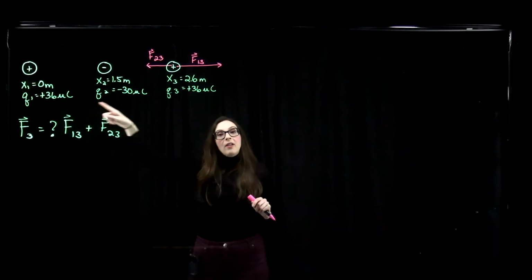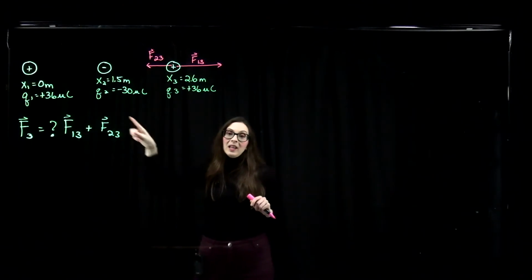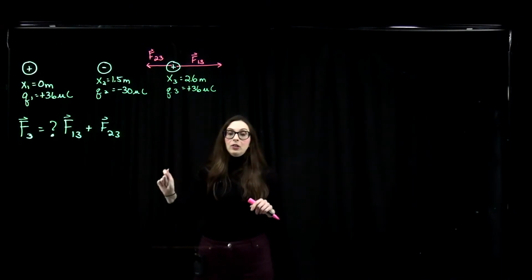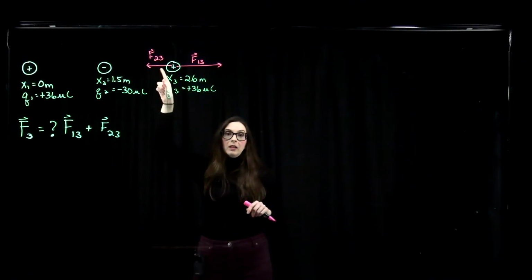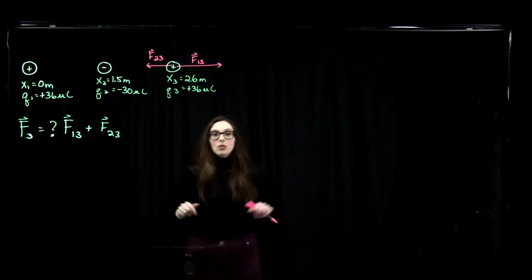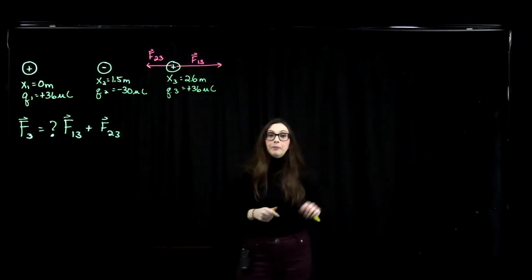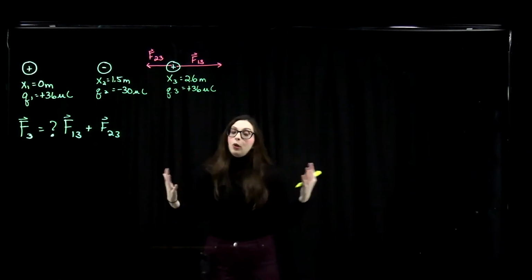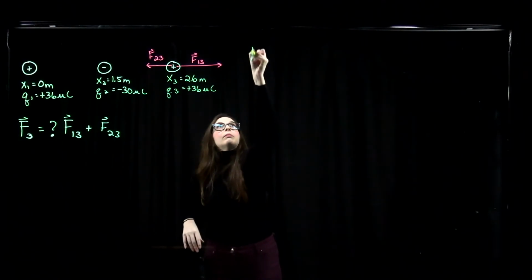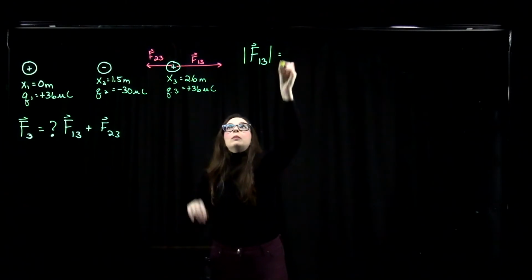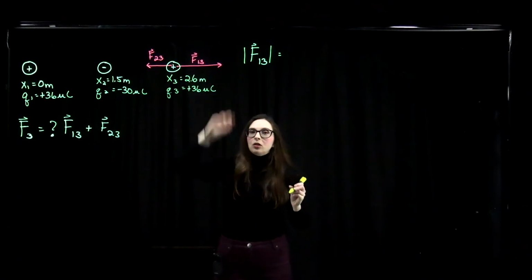And so now all we have to do for this problem is to get at the magnitude of F13 and the magnitude of F23. So let us do that. And we're going to use our equation for the Coulomb force, or the electric force. So F13, we'll just think about the magnitude right now because we've already talked about what the sign should be.